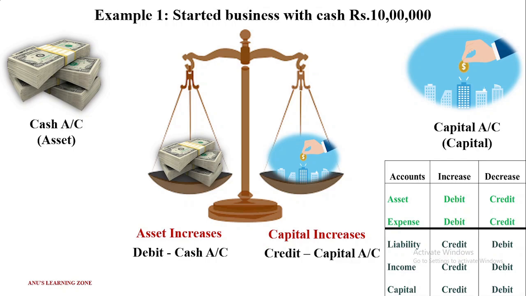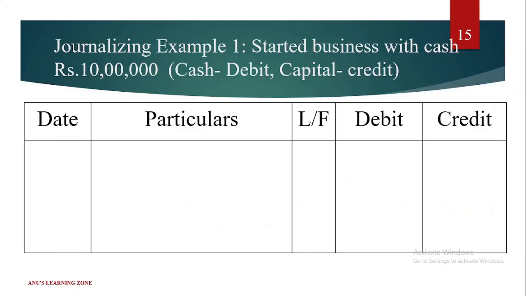Let's see how it can be recorded in the book of journal. With the same example, we can go for the process of journalizing. We already know that we need to debit the cash account and credit the capital account. This is the format of a journal. There will be 5 columns. The first column is date, the second column is particulars, the third column is ledger folio, and the fourth and fifth columns are debit and credit respectively, where we will write the amount related to the transaction.